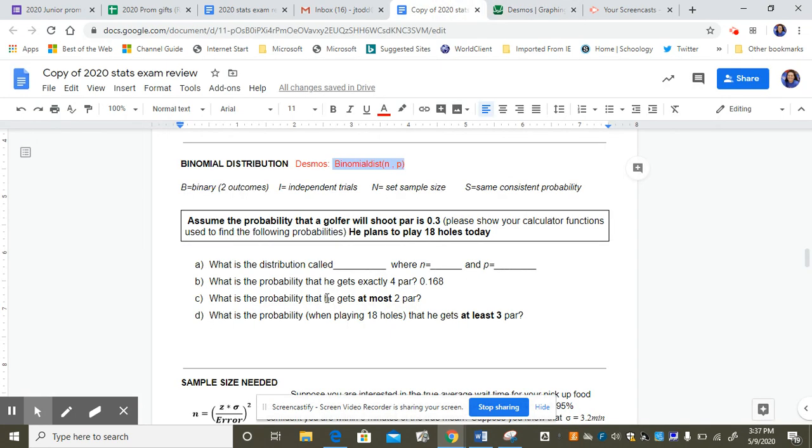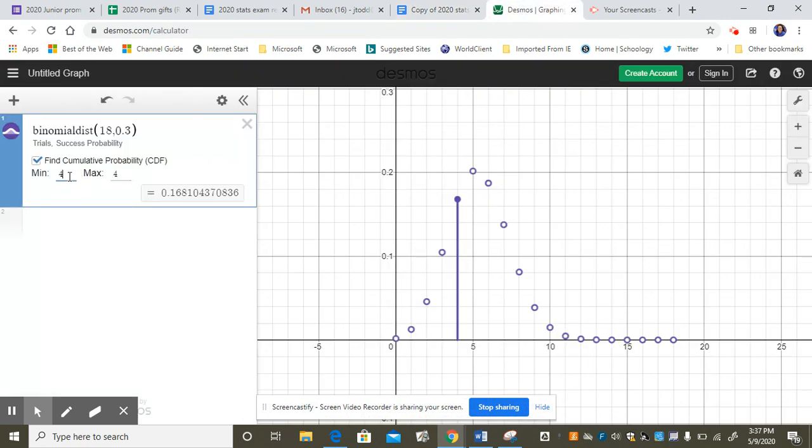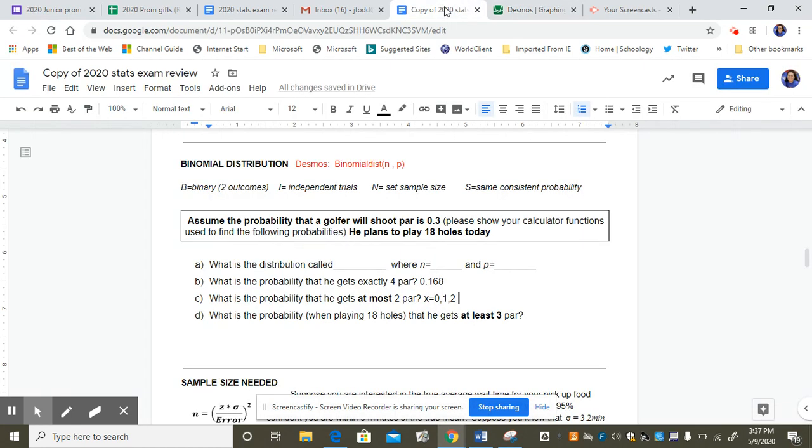Question C, at most 2. That means the most pars he gets is 2. So that means he's going to get 0 or 1 or 2 pars total. So we need to make sure we include 0, 1, and 2 on Desmos. So minimum is 0 par up to 2 par. And that adds up all 3 of these values. We'll call that 0.06. So the answer is 0.06, or you could say 6%.